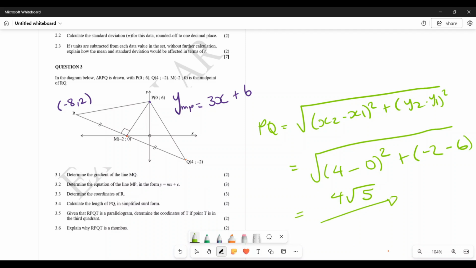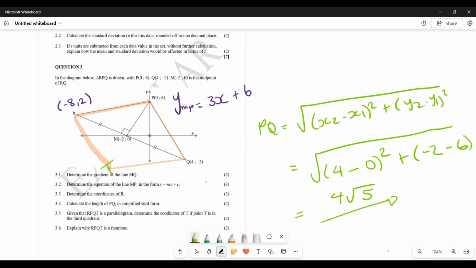Now, given that RPQT is a parallelogram, right? So let me try and highlight the parallelogram that they're talking about. So it's RPQ, and they're telling me that T is going to be in the third quadrant, meaning that T is to be somewhere here. So this is my third quadrant. This is where I expect my T to be. Determine the coordinates of T if point T is in the third quadrant.